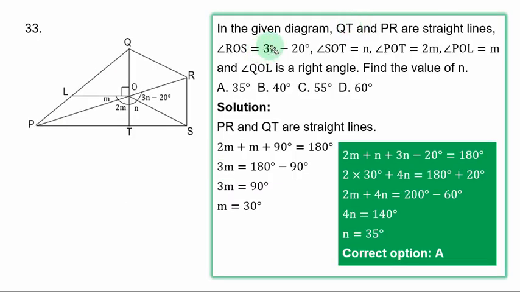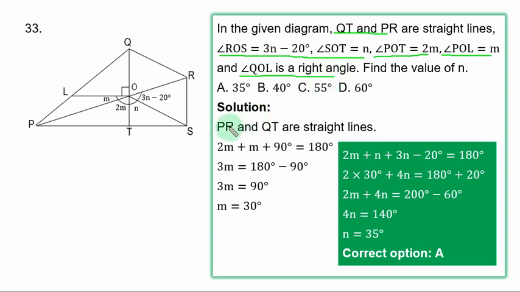Question 33. In the diagram, QT and PRO are straight lines. Angle ROS is equal to 3n minus 20 degrees. Angle SOT equal to n. Angle POT equal to 2m. Angle POL equal to m. And angle QOL is a right angle. Find the value of n.